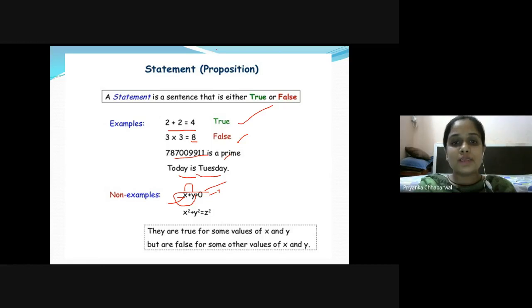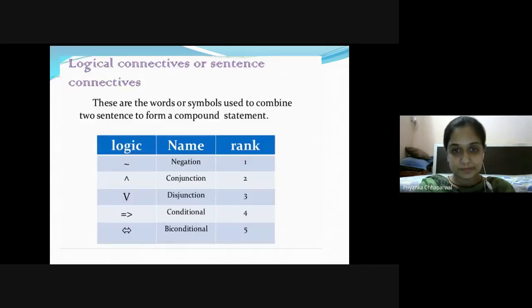So what is propositional logic? Propositional logic is a statement, a sentence that is either true or false. It will be either true or false, it cannot be both. So this is not propositional logic, because the value of x and y changes. It is a variable. So sometimes it is true, sometimes it is false. So it is not propositional logic.